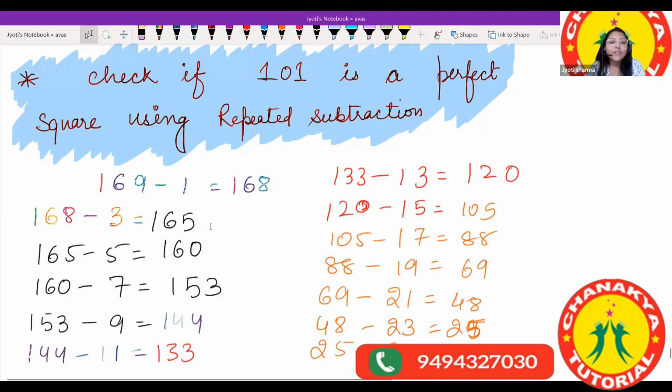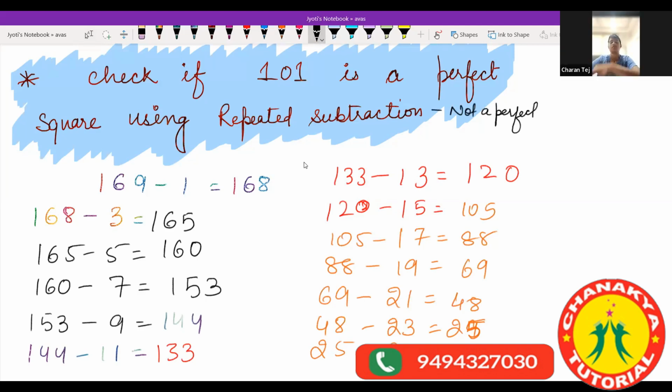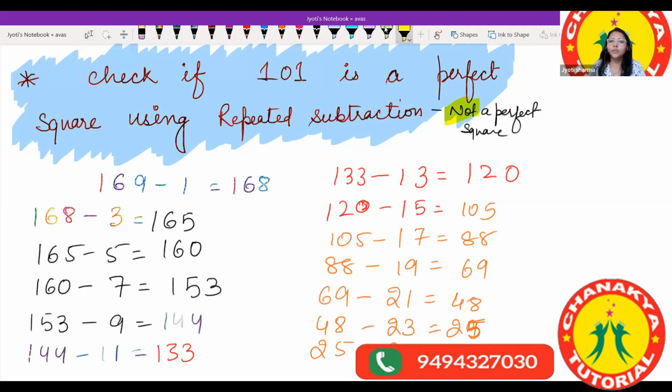Absolutely correct. 101 is not a perfect square because 1 is left at the end. How much is left? 1 is left at the end when you are subtracting. So it is not a perfect square. Okay. So here the answer would be not a perfect square.